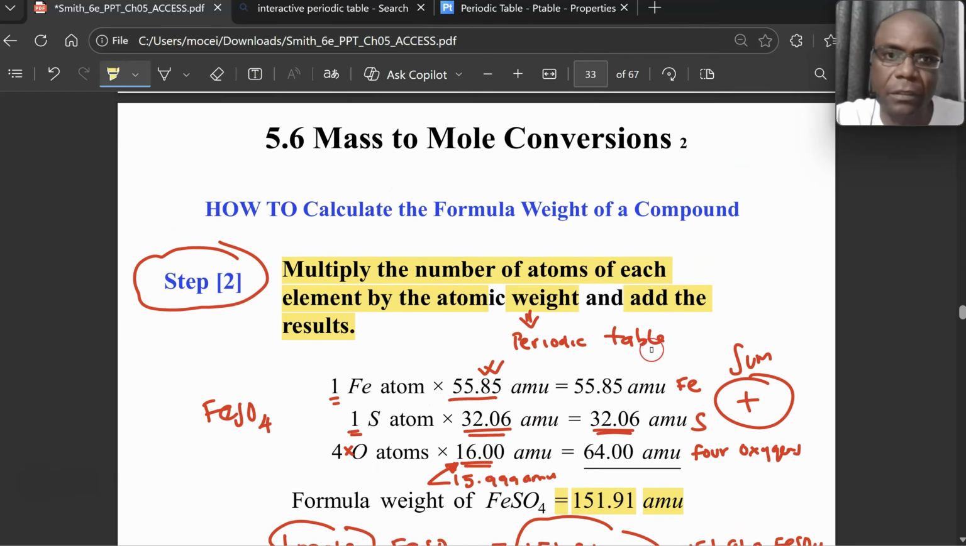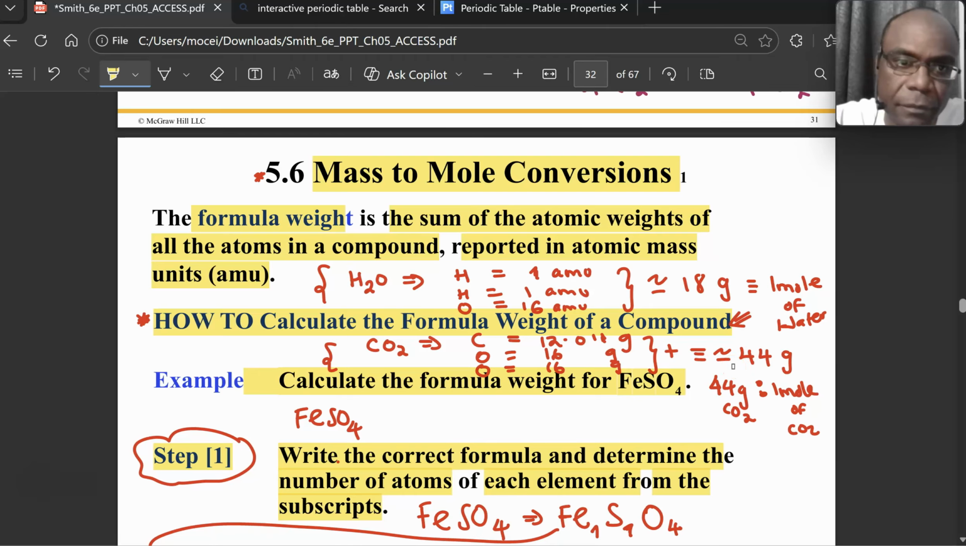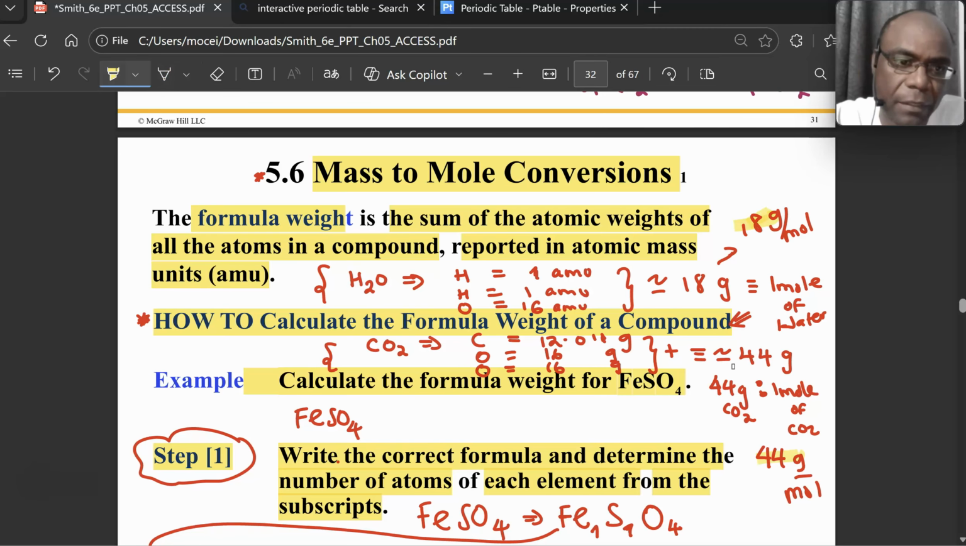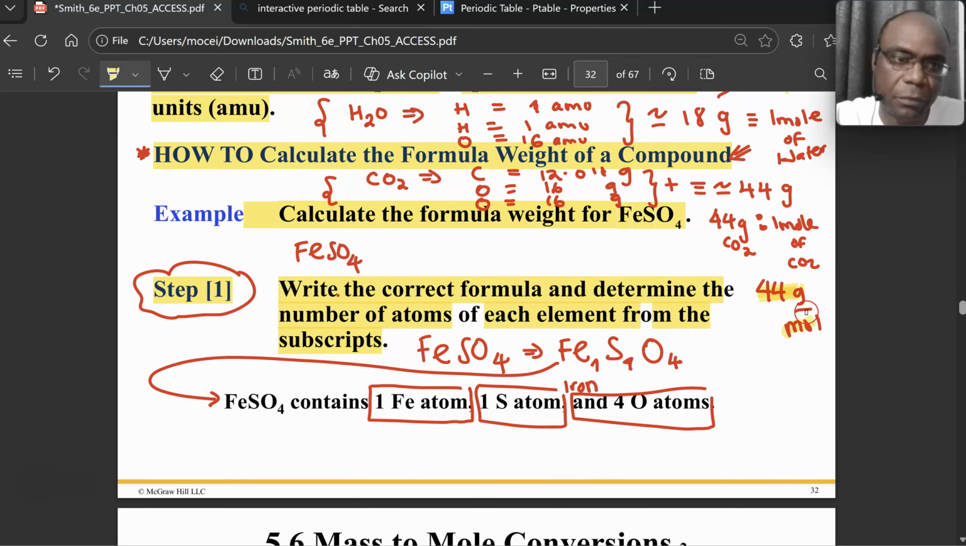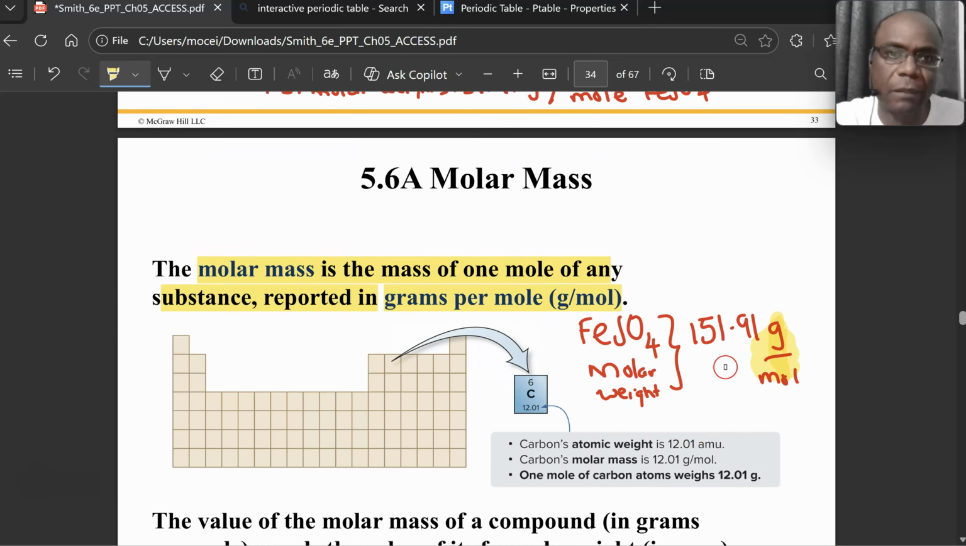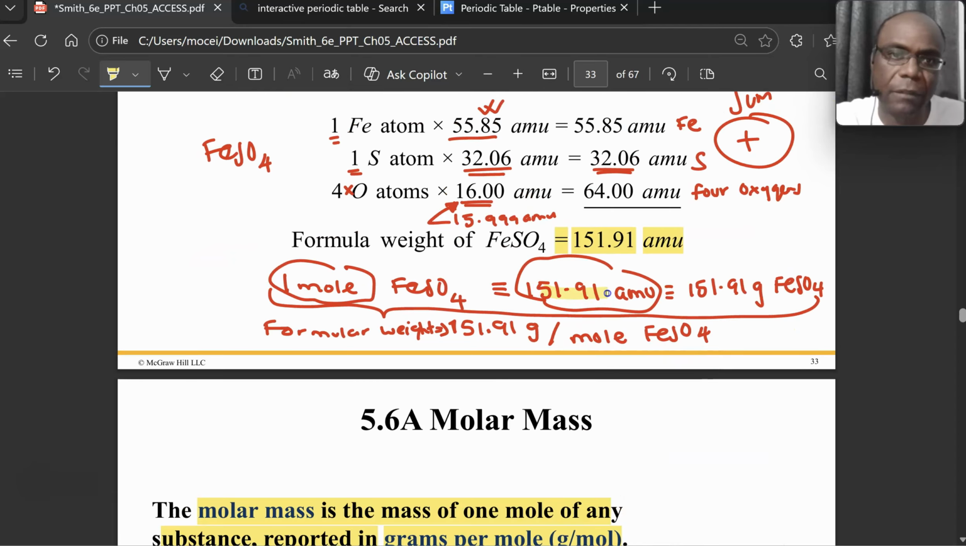Now remember, for water, we found out that the molar mass of water was 18 grams per mole, which is why we need the mole to compare these things. And then CO2 was 44 grams per mole. So the grams are different, but they are all 1 mole. Water is 18 grams per mole. CO2 is 44 grams for 1 mole. And then here, iron sulfate is giving us 151.91 grams for 1 mole.